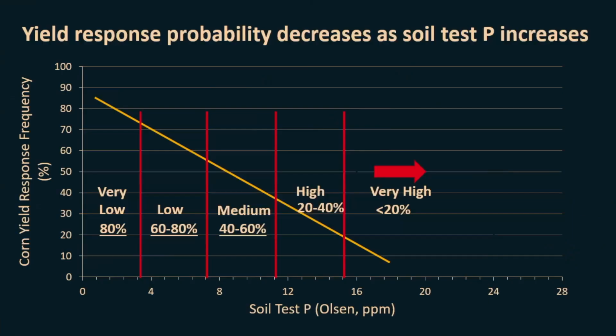So if we look at a graph where we have soil test P on the bottom, 0 on the left, 20, 24, 8 on the right, and we have corn response frequency on the left, or the y-axis, the vertical axis, you can see that the frequency is a lot higher if soil test P is very low. And that decreases as soil test phosphorus increases. So hence, we have these developed categories of very low, low, medium, high, and very high. That's phosphorus calibration research. That's the essence of it right there.